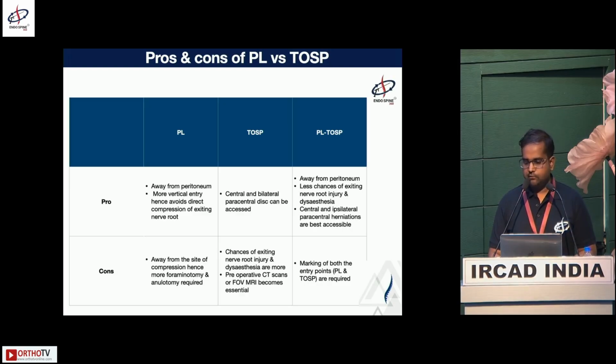So once we tried the PL-TOSP entry, which is the midpoint of PL and TOSP, both these disadvantages of PL and TOSP were taken care of. There is less chance of exiting nerve root injury, and we can reach the central and paracentral herniations better without doing much foraminotomy or annulotomy. But the only issue was we have to mark both PL and TOSP. Then only we will know the midpoint of it.